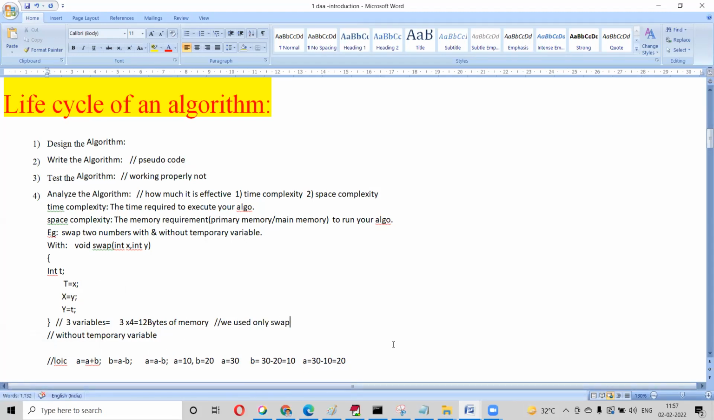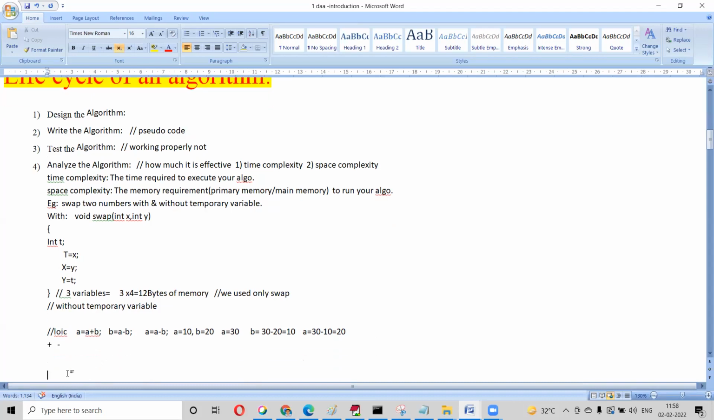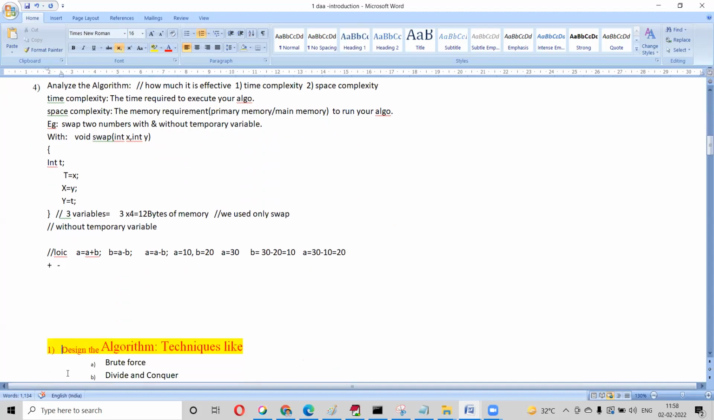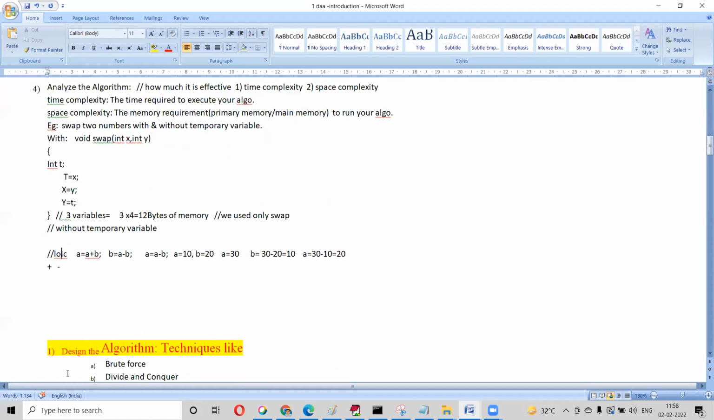Now here we go for addition and subtraction, arithmetic operations. A plus B, A minus B, A minus B: one plus operation and two subtraction operations, including the assignment operations. So we try to reduce the space, but the plus and minus operations are increased. This is the factor. In this way, you need to think about the memory requirement and try to reduce the memory.